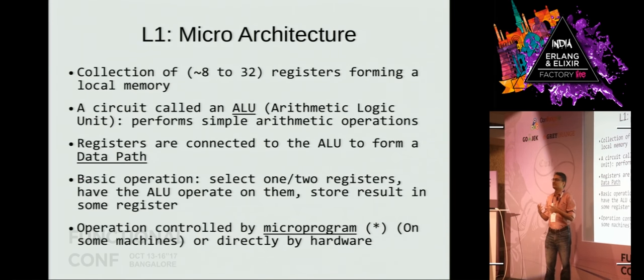So any operation, the process is something like: identify which registers the operands come from, send them through the ALU, let it finish. Look at the outcome, decide which register the outcome should be stored in, and perform that operation. That is the gist of a data path operation.